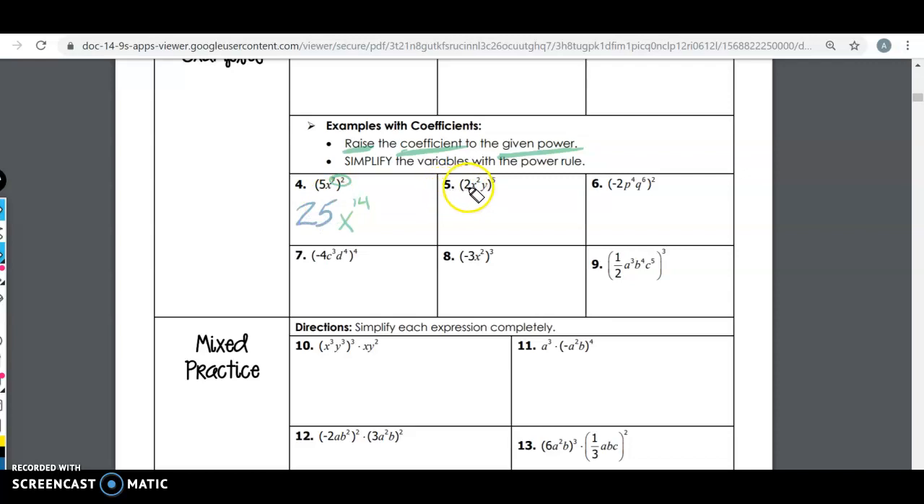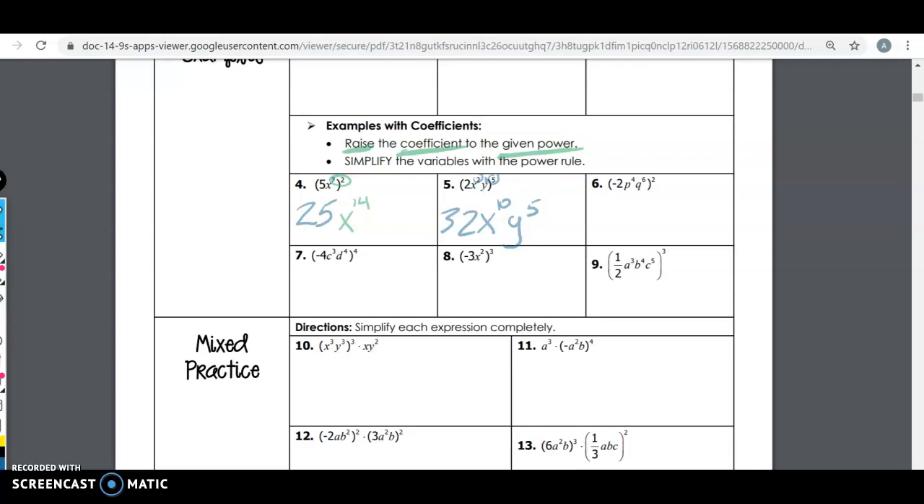Next example, number 5. Here, we're going to do 2 to the 5th power, then multiply x squared and 5 to make x to the 10th, and then multiply, this is y to the 1st power here, secret 1, times 5 makes y to the 5th. Simplifying 2 to the 5th power makes 32. And let's look at some more examples.